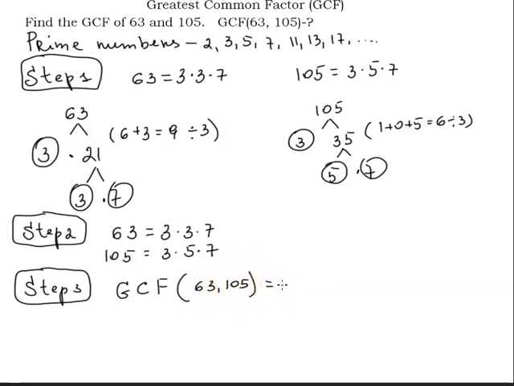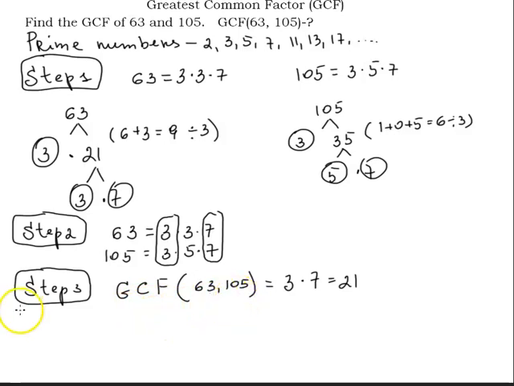So for the greatest common factor of those two numbers, there's a simple technique. What you need to do is go back to step 2 and find the numbers that showed up in both factored forms. So number 3 showed up in both of them, and number 7 showed up in both of them. So you take those numbers and multiply them. 3 times 7, 21. So 21 is the greatest common factor for 63 and 105.